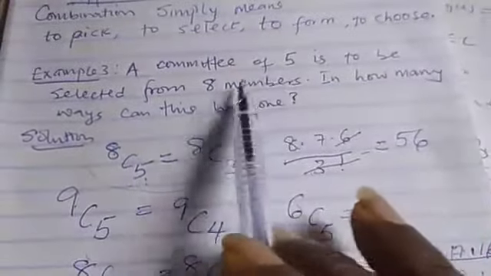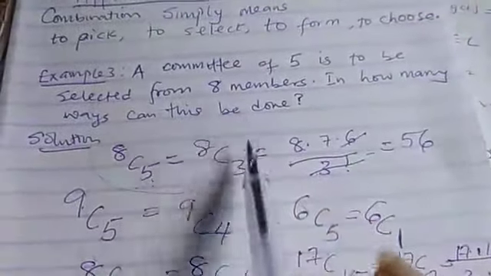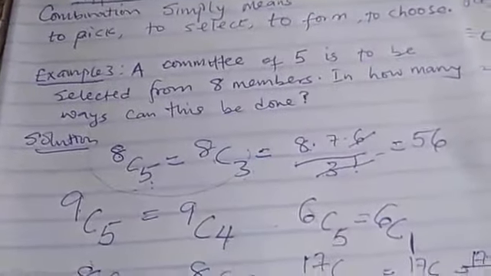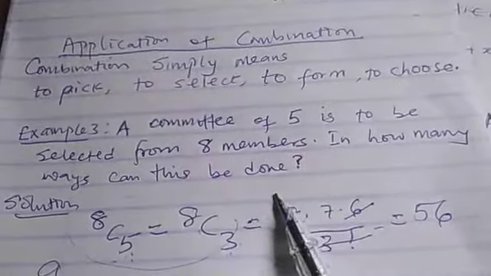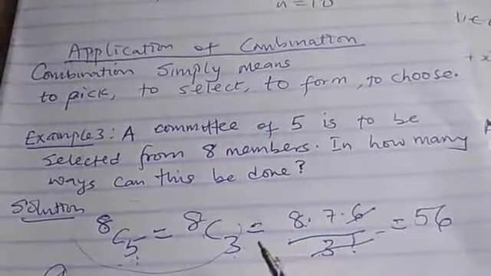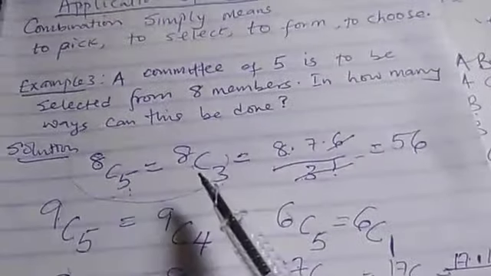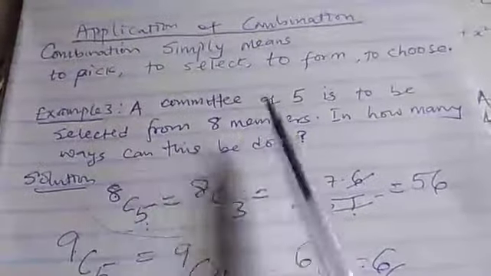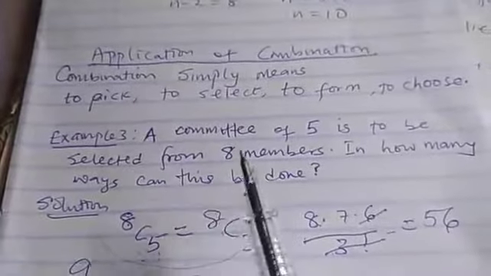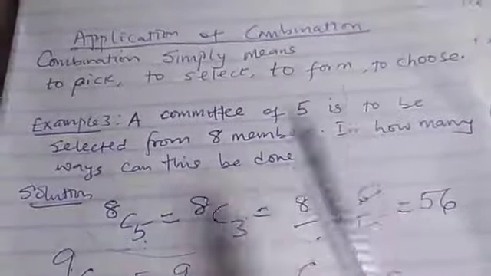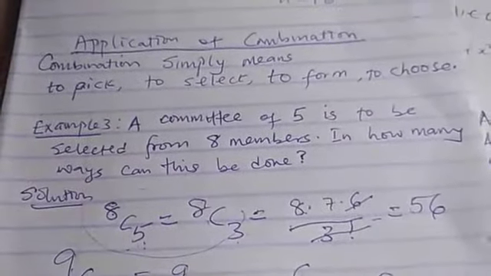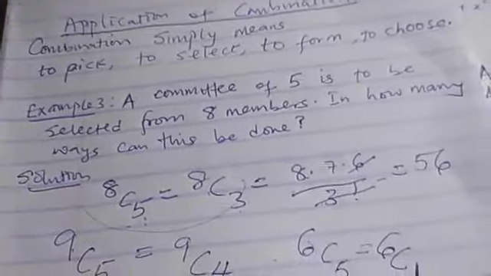Any question that is talking about selection or picking is talking about combination. So what we want you to gain here is that anytime we see the words select or pick, you should know that it's combination. So if I say that I want to pick 10 people from 100 people, definitely the answer will be 100 combination 10.